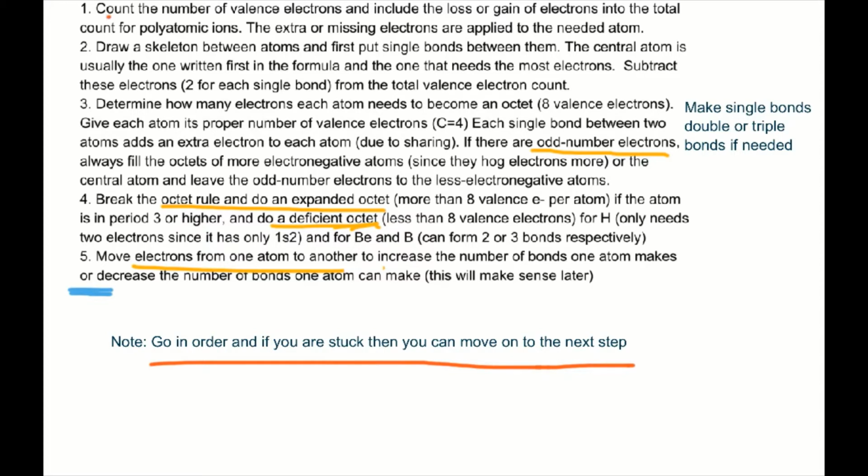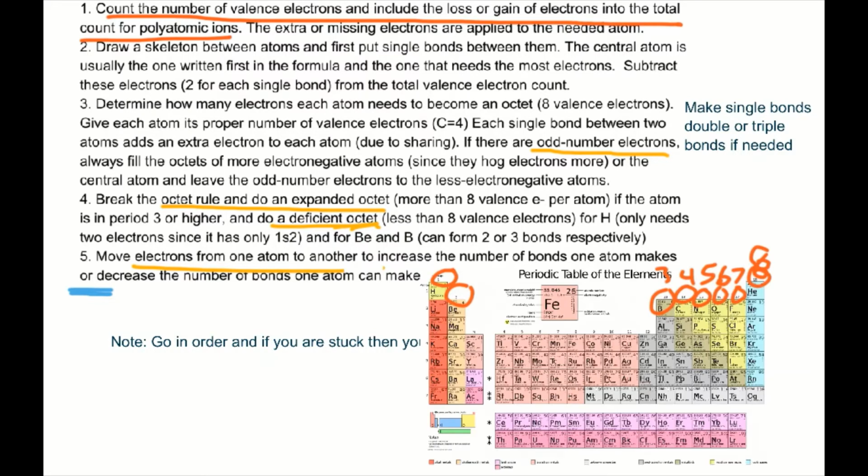Number 1, count the number of valence electrons and include the loss or gain of electrons into the total count for polyatomic ions. So you might be wondering, how do I find the number of valence electrons? Well, there are two ways. The first way is to find the number of s and p electrons in the outermost shell of the electron configuration. So this goes back to chapter 4 regarding electrons and their electron configuration.